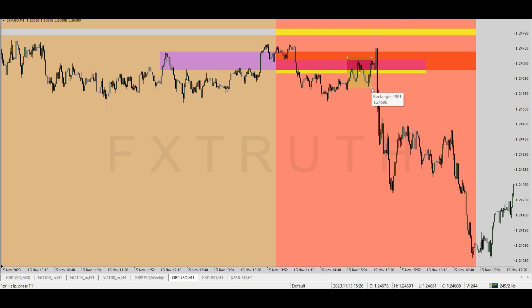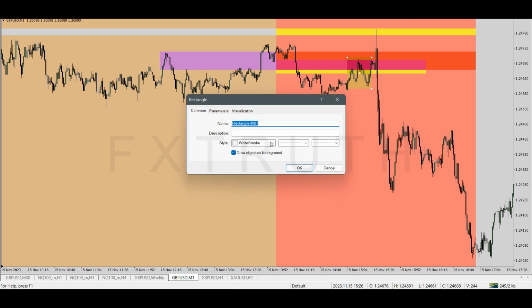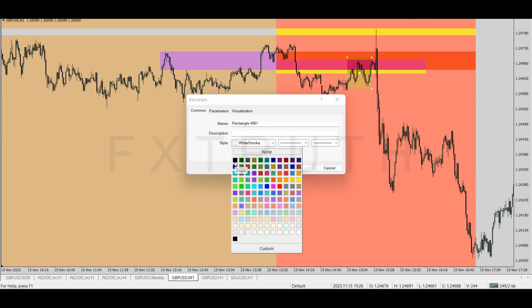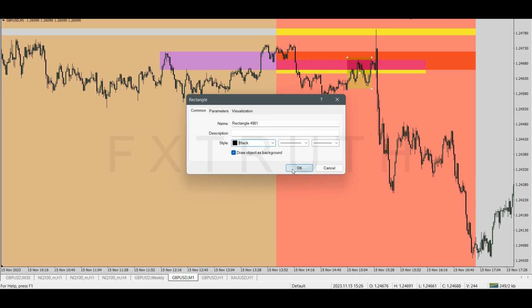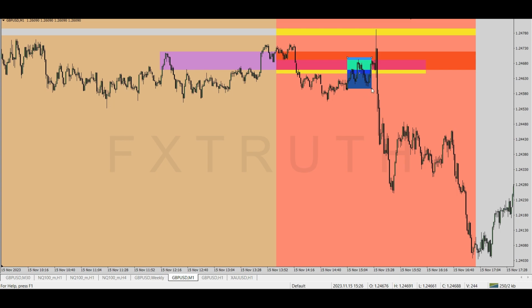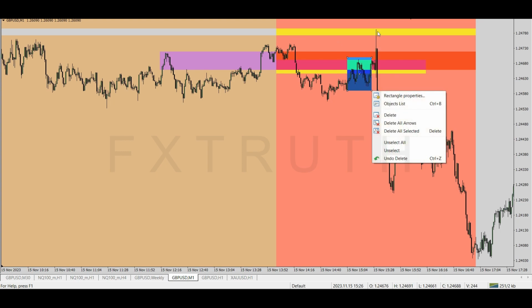Oh, that didn't really solve what I wanted it to do. So, okay, let me give it another color. Let's try black. Okay, that's nice. So those of you that entered at this reaction in price, that's this M pattern here, would have gotten wicked out with this whole move to the buy side.